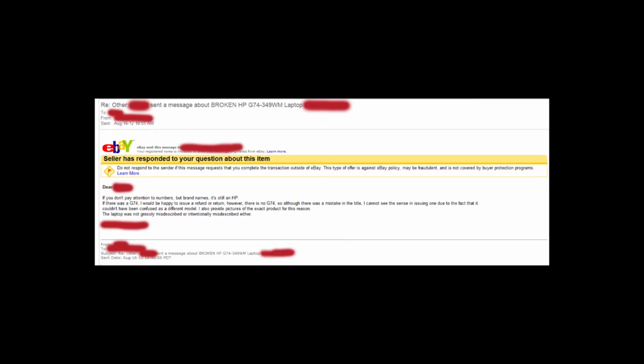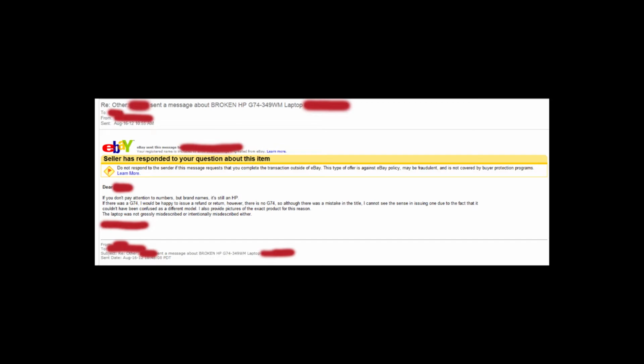So the seller responds back to the buyer and says that if you don't pay attention to numbers but brand names, it is still an HP laptop, which I can agree with it is. If there was a G74, I would be happy to issue a refund or return. However, there is no G74, so although there was a mistake in the title, I cannot see a sense in issuing one due to the fact that it could not have been confused as a different model. So the seller is saying that if there was actually a G74 laptop, he would have given him the refund.